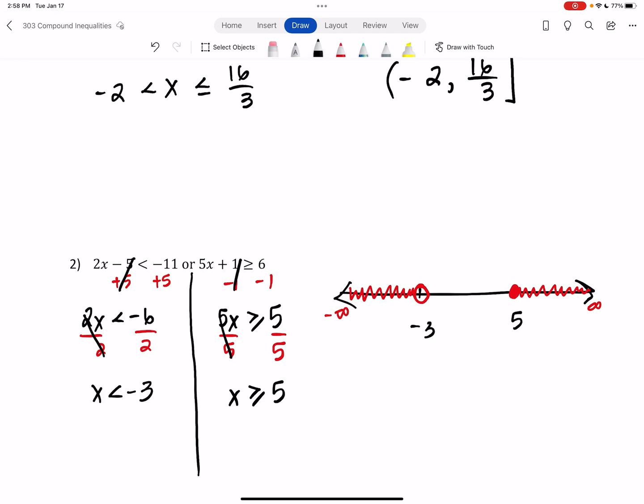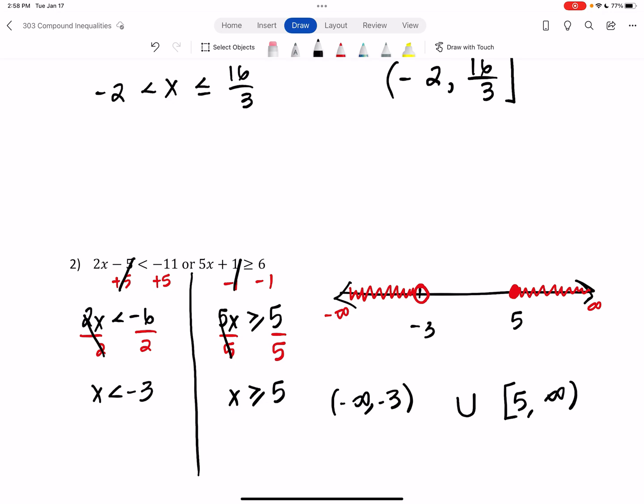So I have 2 intervals. Remember, when I have 2 intervals, I'm going to put that U in between them. So my first interval goes from negative infinity to negative 3. I use parentheses there because I have an open circle at negative 3. My second interval goes from 5 to positive infinity. I use a bracket at 5 because I have that filled in circle at 5. Remember, infinity and negative infinity get parentheses no matter what.